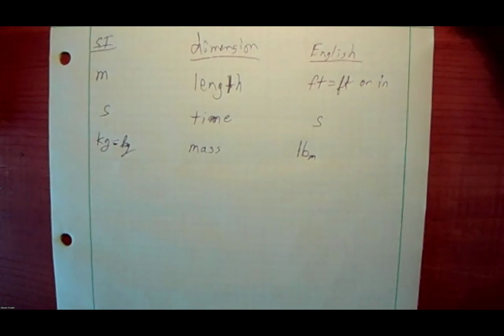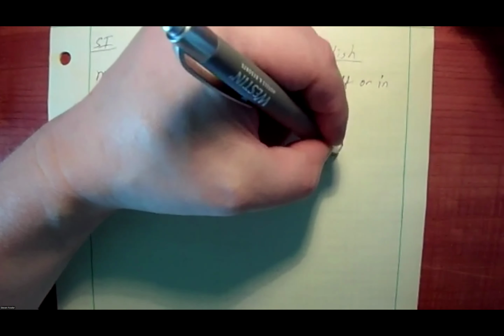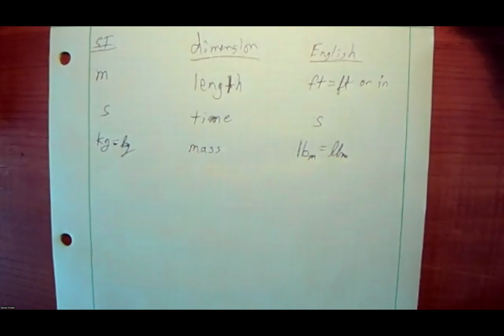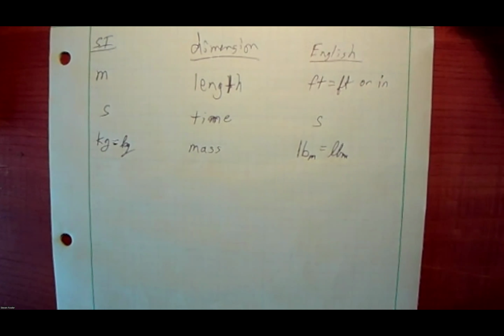LBM, with the subscript M, is pound mass. And that's often how it will be written. I'll try to make my M's a little more clear, but that's often how it will be written when I'm writing it in a hurry.